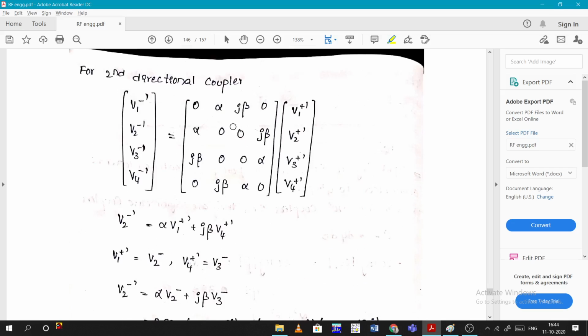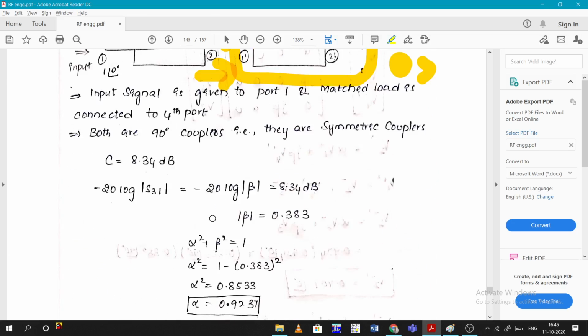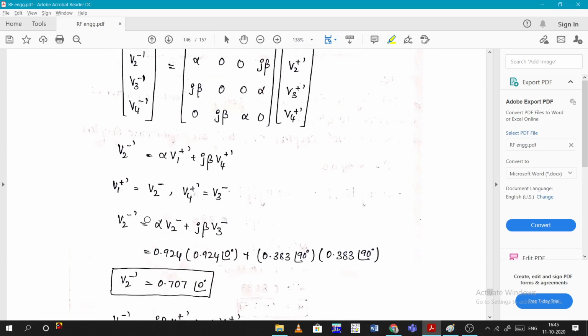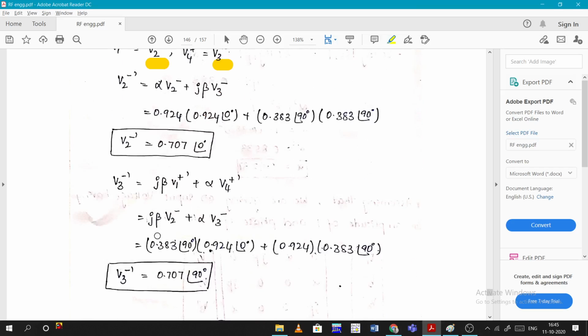From the above expression, V2 minus is equal to alpha into V1 plus dash plus j beta into V4 plus dash. And we know that V1 plus dash is equal to V2 minus, because the reflected part V2 minus is going to port 1 of the second coupler as an incident wave. So V1 plus dash will be equal to V2 minus. Similarly for port 4, V4 plus dash is equal to V3 minus. We already know V2 minus and V3 minus from the above equation, so we just substitute them and get V2 minus and V3 minus.